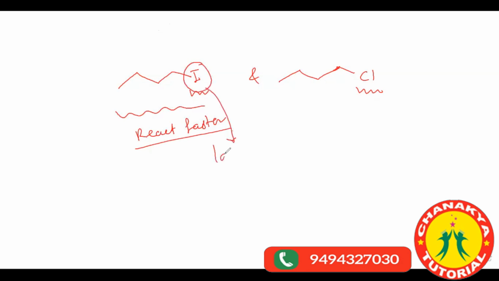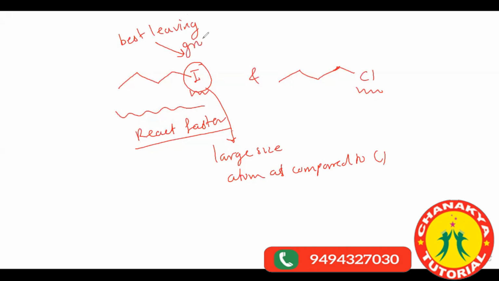Iodine is a large-size atom as compared to chlorine, right? Yes or no? So it acts as the best leaving group due to the size of iodine. It can depart easily, and hence the substrate can react faster as compared to chlorine. Chlorine is smaller in size as compared to iodine, right? So it will take more time to depart. It won't be that fast, meaning it is not that easy for the compound to leave.